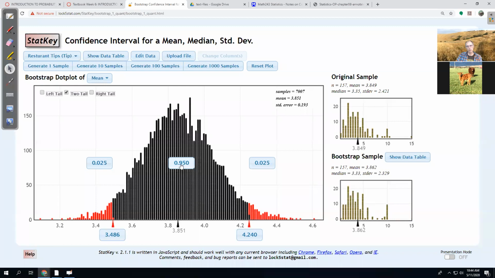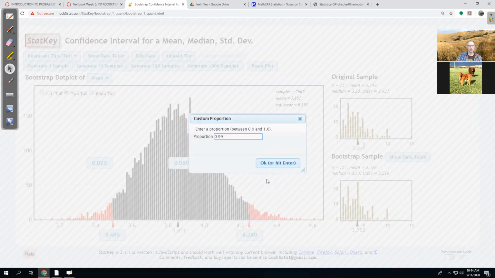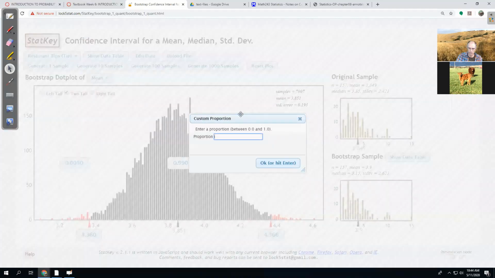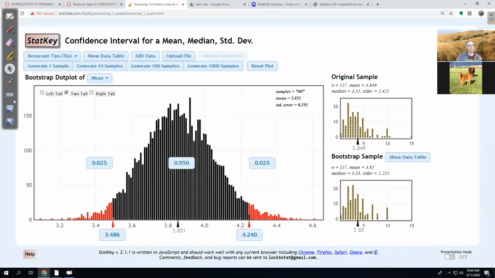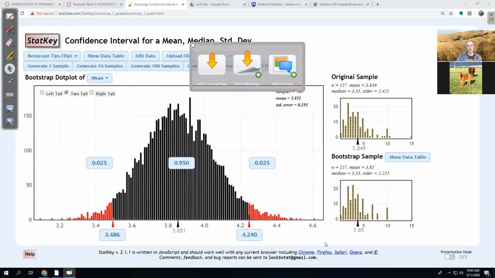All right, notice with 95, this got a little bit wider because I had to collect more stuff in the middle. So if you made that 99, it would get wider still because it's only putting 0.5% of the samples in each tail. Let's go back to the 99, 95, comparison. And remember, in StatKey, the only way to get a graph is to do a screenshot of it.